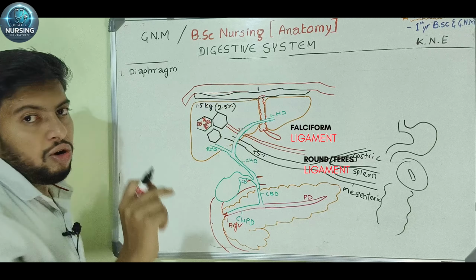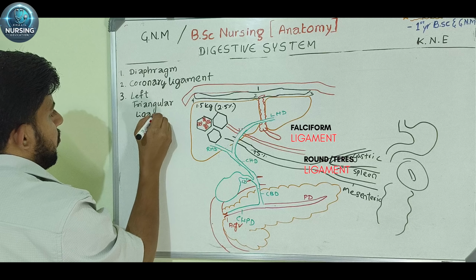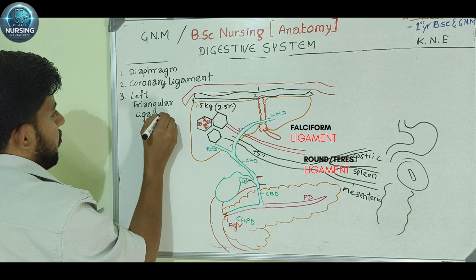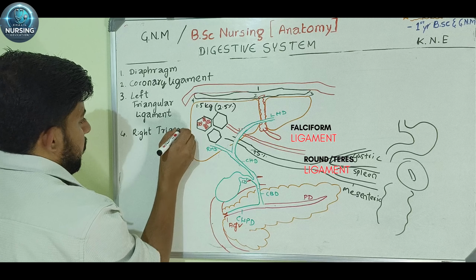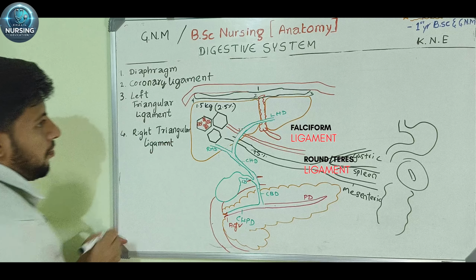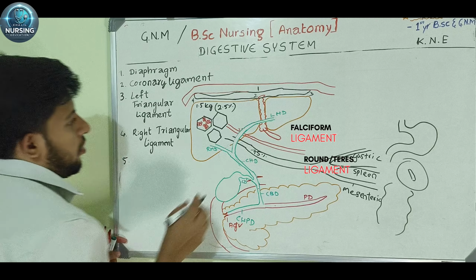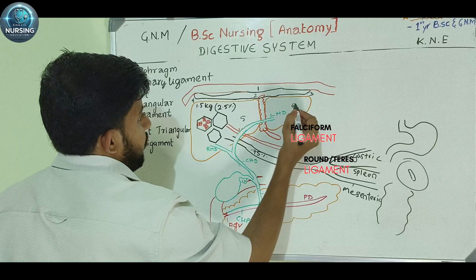Okay, the third one is the left triangular ligament. Okay, the fourth one is the right triangular ligament. Okay, the fifth one is the right lobe. The sixth one is the left lobe of the liver.